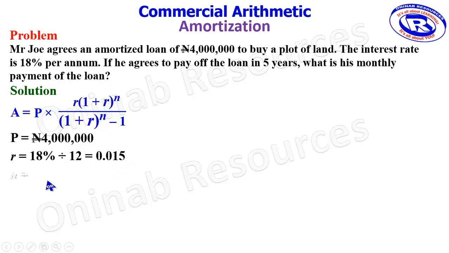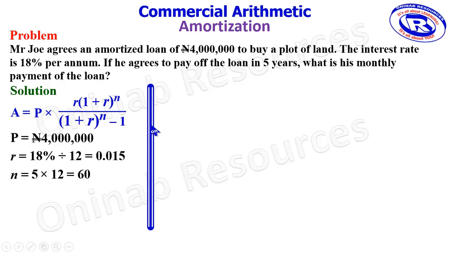And then our N is the period of the loan in months. Since we have 5 years and there are 12 months in a year, we multiply by 12 to give us 60 months. So we've gotten all the parameters we need to substitute into the formula to get the amount of amortization. That is the amount to be paid monthly.